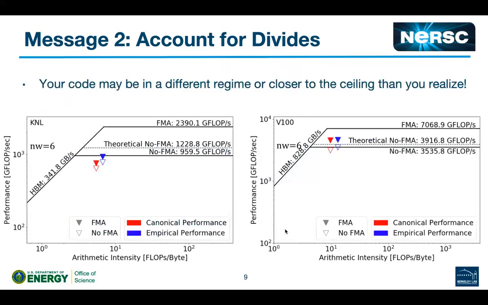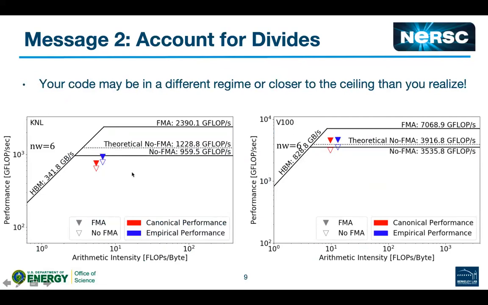So here, if you look at the different dots on two platforms, both dots, so we compiled the code with FMA and without FMA, and we compared the canonical performance, which is using the canonical flops, and the empirical performance. You can see that both performance dots have moved up and to the right.